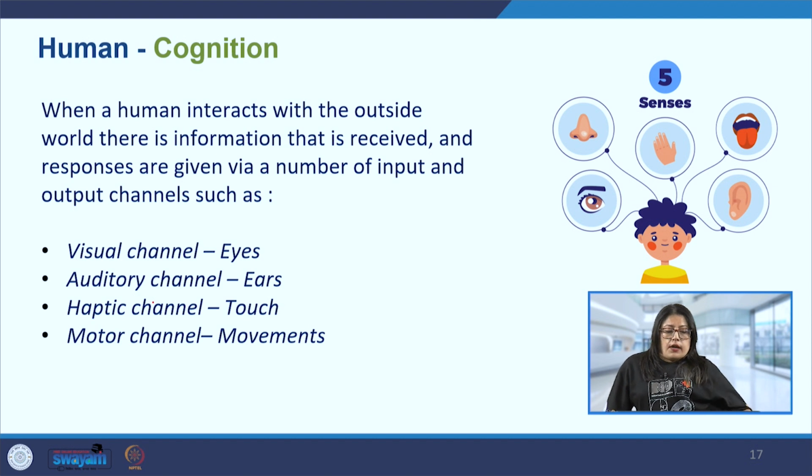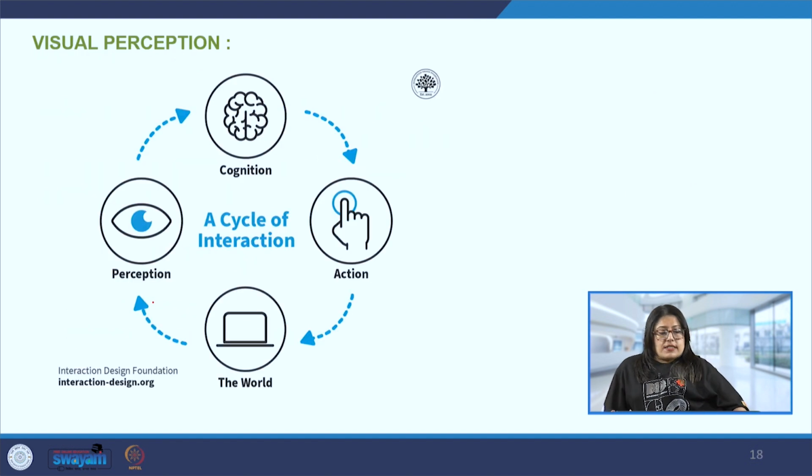Also, knowing that humans have limited capacity to process information leads to certain design implications. Now in this diagram here we can see the visual perception.